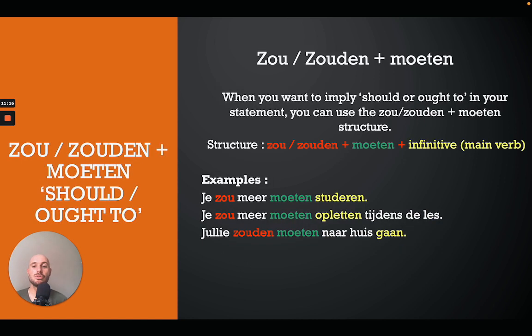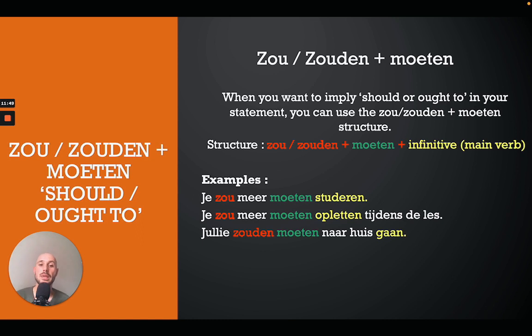Okay, then we go to the last one, and the last one is zou of zouden plus moeten. In this case, it will be should or ought to. Okay, so when you want to imply should or ought to in your statement, you can use the zou or zouden plus moeten structure. So again, take a look at the colors. So first we'll have zou and zouden, then we'll have moeten, and then we'll have the infinitive, which will be the main verb. Alright, look at the examples.